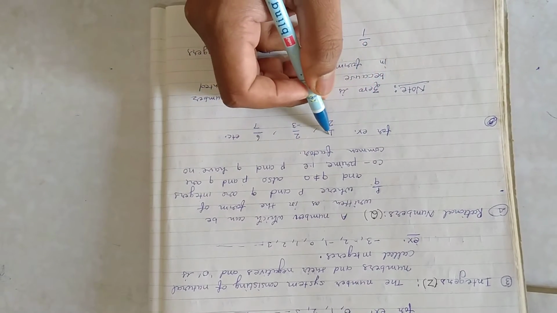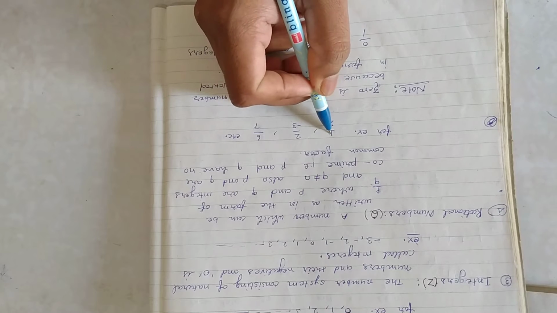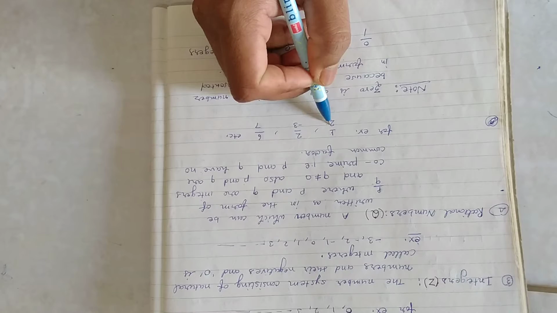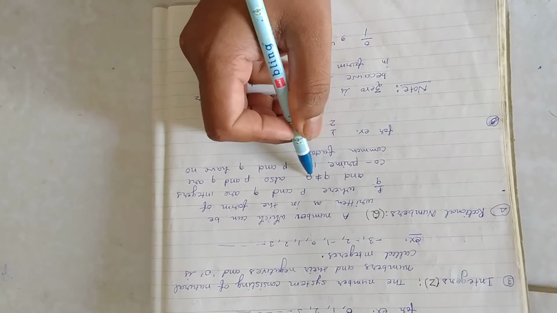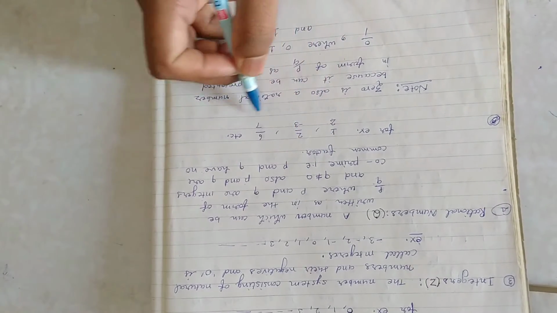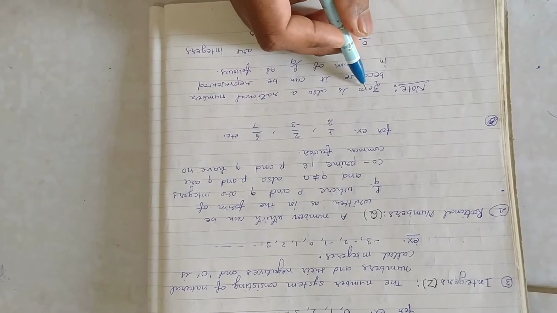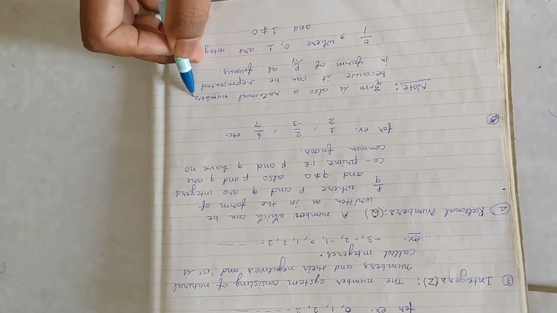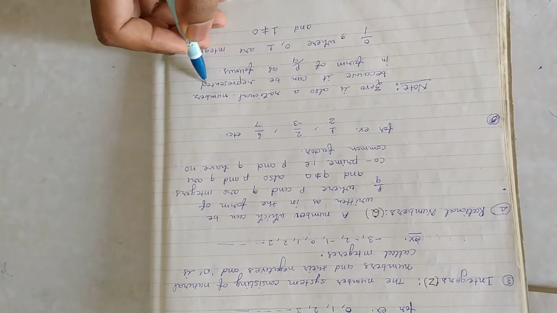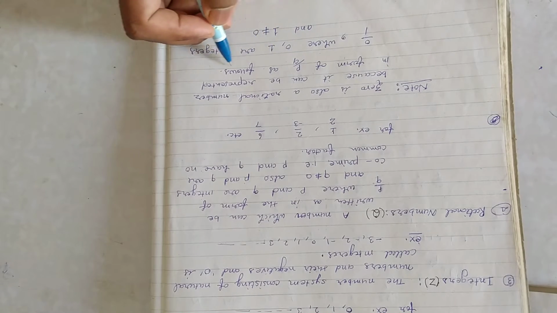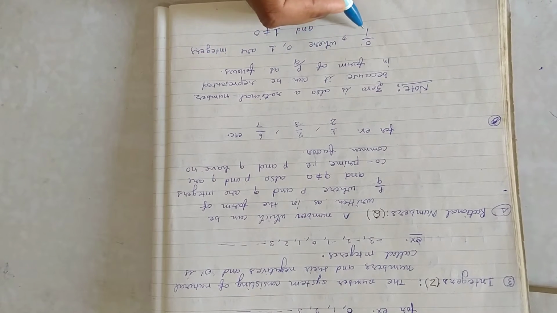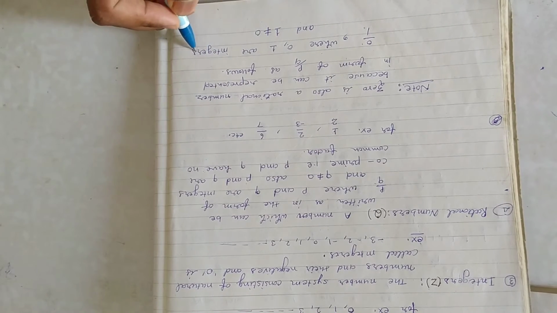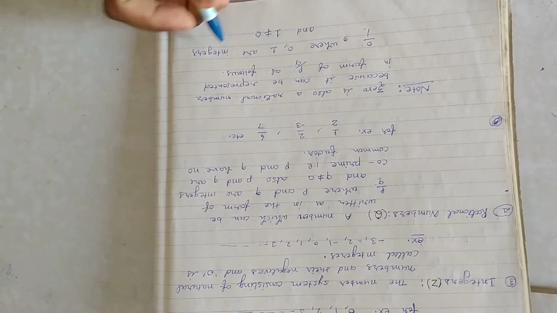Here is an example, 1 by 2. 1 is what? Integer, and 2 is also an integer, and 2 not equal to 0, that is Q not equal to 0. Similarly, other examples. Note, 0 is also a rational number because it can be represented in the form of P by Q as follows: 0 can be written as 0 by 1, where 0 and 1 are integers and 1 not equal to 0.